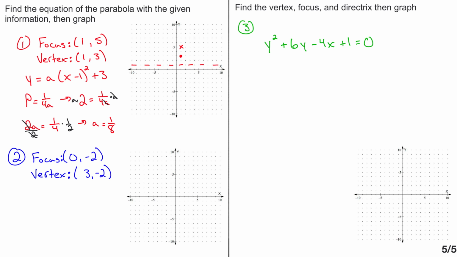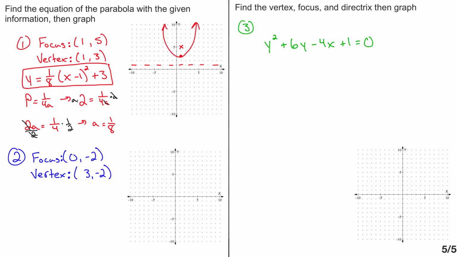And now I can write the equation, which is not going to be y equals a. It's going to be y equals 1 over 8 times the quantity of x minus 1, quantity squared, plus 3. And this is my equation to the vertex. If I wanted to get a more detailed graph, I could, but I'm just going to leave it as a sketch.